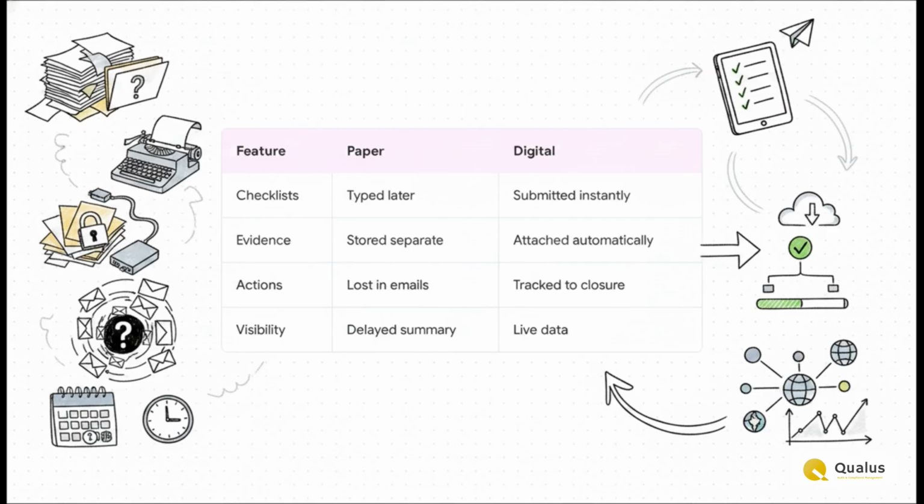Checklists go from being typed up way later to being submitted instantly. Evidence, going from stored separately on some random hard drive to attached automatically to the exact finding. Corrective actions, escaping the black hole of lost emails entirely and instead being tracked all the way through to actual closure. And visibility? You're upgrading from a delayed retrospective summary to a live, breathing data feed. Literally every single paper-based headache gets an immediate streamlined digital win.